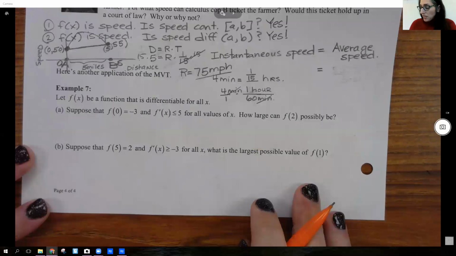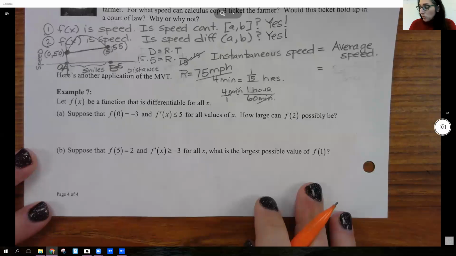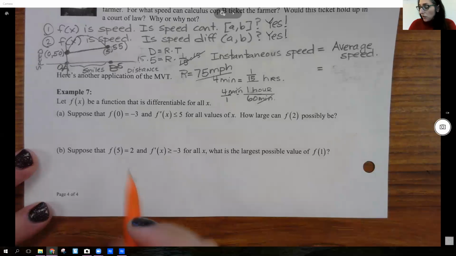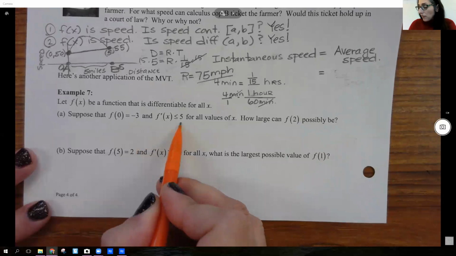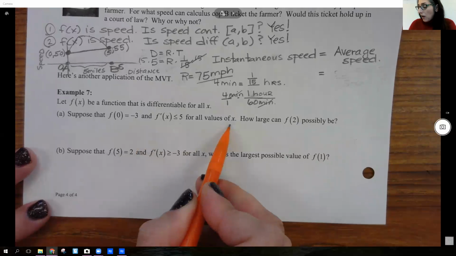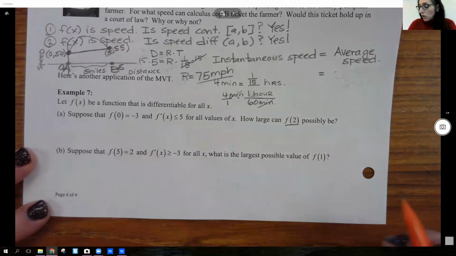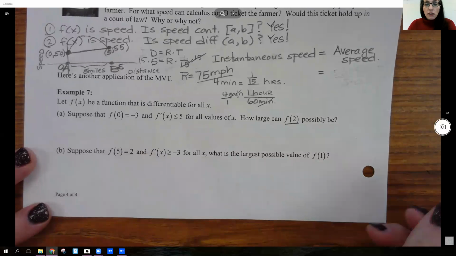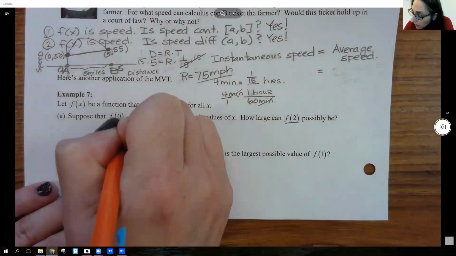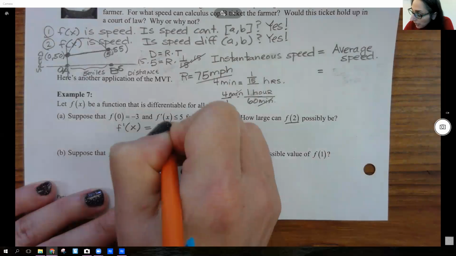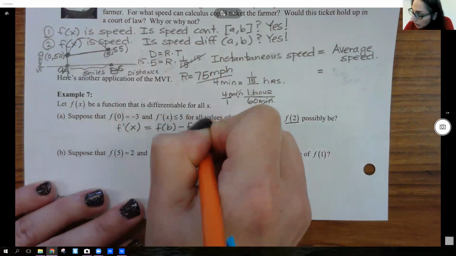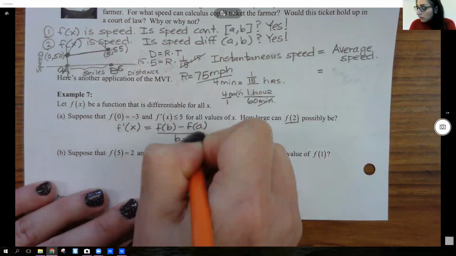All right. Okay, last one, example number 7. Let f of x be a function that is differentiable for all x. Suppose that f of 0 equals -3, and the derivative of f is less than or equal to 5 for all values of x. How large can f of 2 possibly be? All right, so this is just doing mean value theorem. So you need f prime of x equals f of b minus f of a all over b minus a.